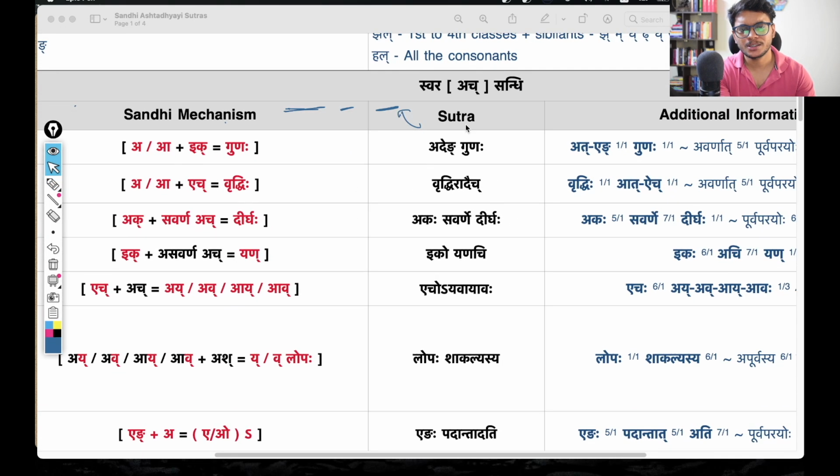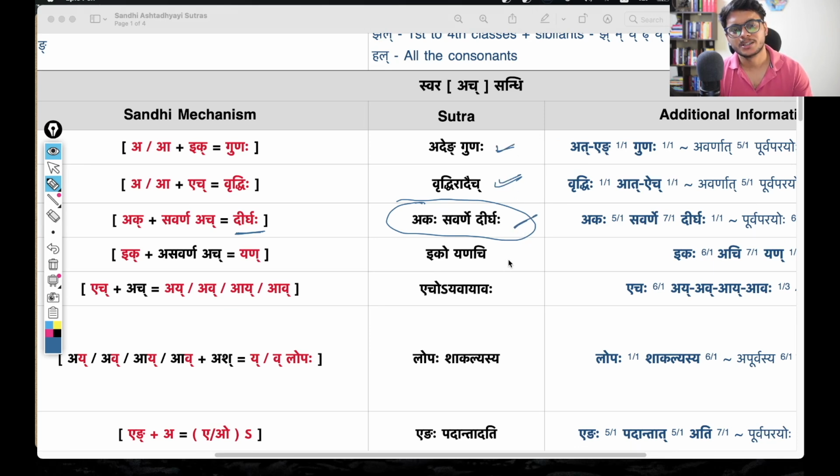And here you can see the sutra. So suppose for this Dirgha Sandhi, you have this Akah Savarne Dirghah. So this is the Ashtadhyayi sutra that is there. This Adeng Gunah, this Vriddhir Aich. So this is actually not the sandhi sutra. This is more like a sanjna sutra. This is a definition sutra. But apart from these Adeng Gunah and Vriddhir Aich, all else that you see, Akah Savarne Dirghah, then Iko Yanachi for Yan Sandhi, then Echo Yavayavah, this is for the Ayadi Sandhi, the Yantavanta Desha Sandhi.